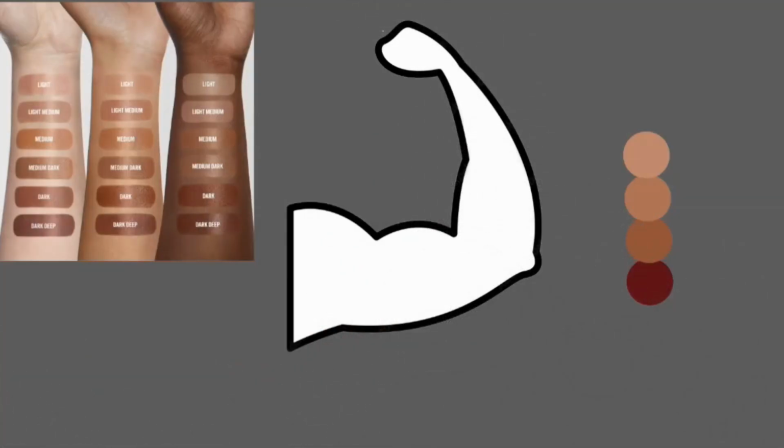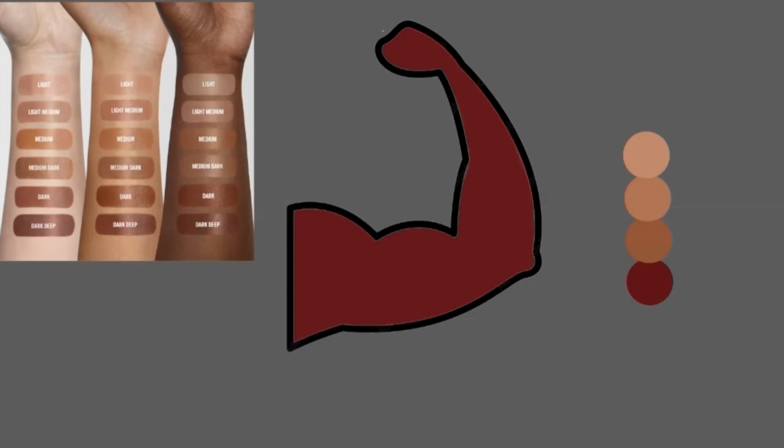Exactly. If you're just starting out, a good place to start is your own skin tone. You know your skin tone better than anyone else, and you have an instant and immediate reference on you at all times.